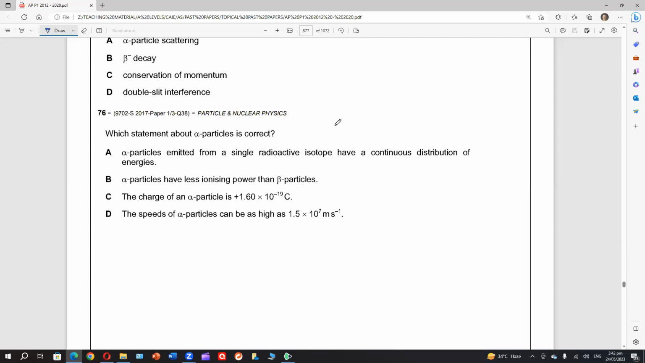This doesn't look right. Alpha particles have less ionizing power than beta. This is definitely wrong. Alpha is more ionizing than beta. The charge of an alpha is this.